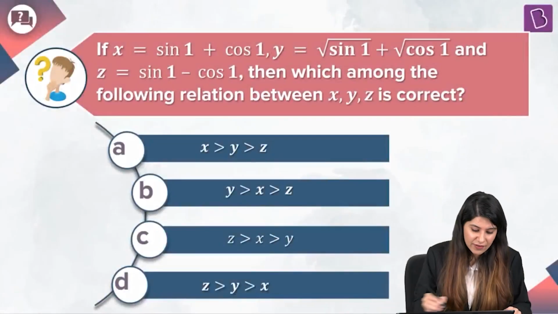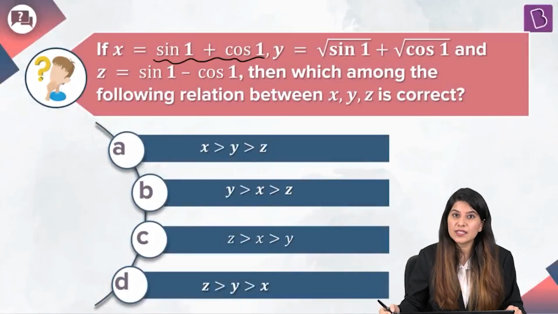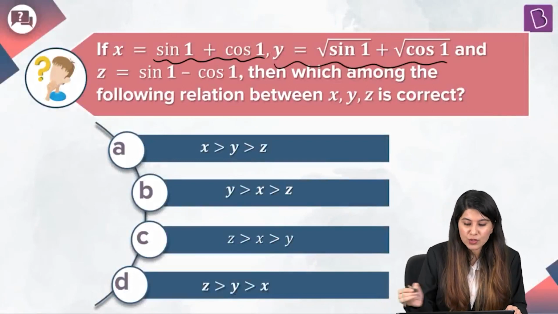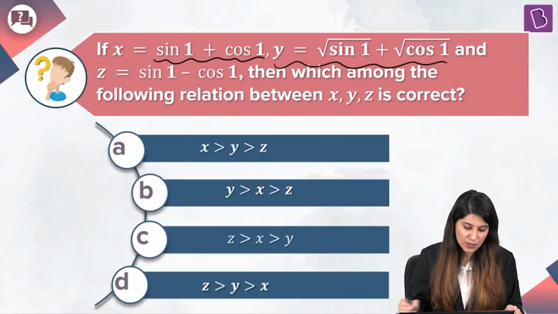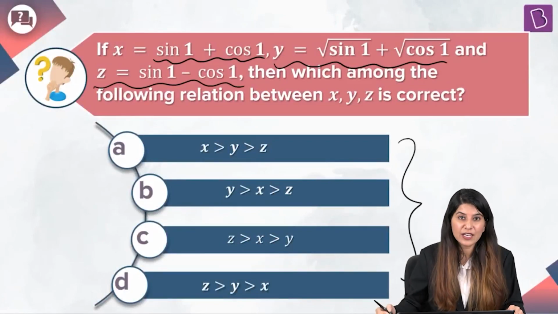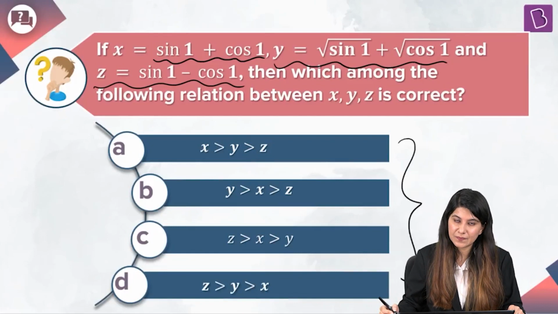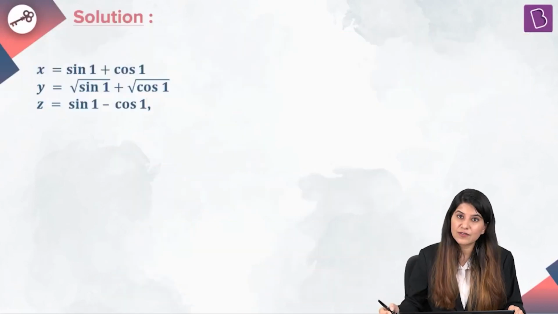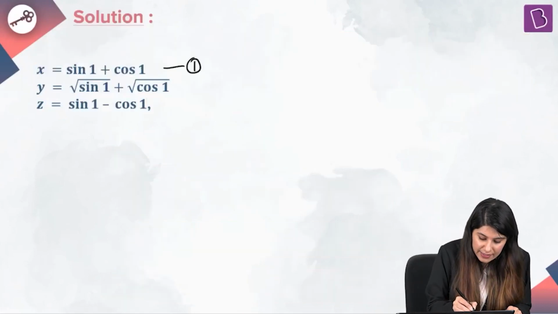In this question, it is given that x is equal to sine 1 plus cos 1, y is equal to square root of sine 1 plus square root of cos 1, and z is equal to sine 1 minus cos 1. And we need to compare the values of x, y, and z. Okay, so here are the values of x, y, and z. And let's say this is 1, this is 2.